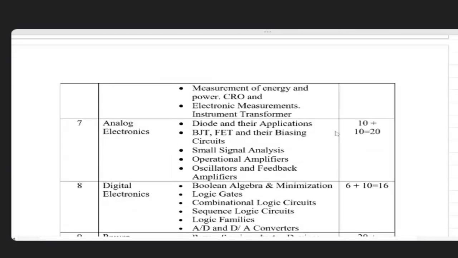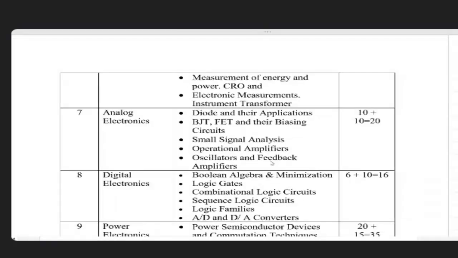Analog electronics is again a very important subject. The syllabus includes basic electronics engineering, meaning diodes and their applications, BJT, FET, their biasing circuits, small signal analysis, operational amplifier, very important, operational amplifier. A lot of questions come from the operational amplifier topic. Then oscillators and feedback amplifiers. The total weightage is 20, 10 plus 10: 10 MCQ, 10 descriptive.